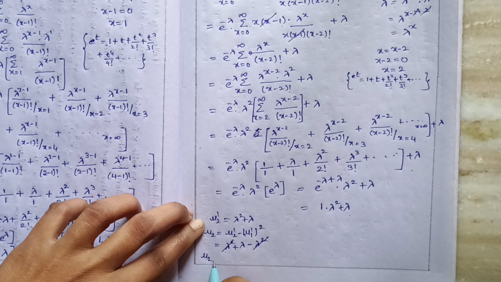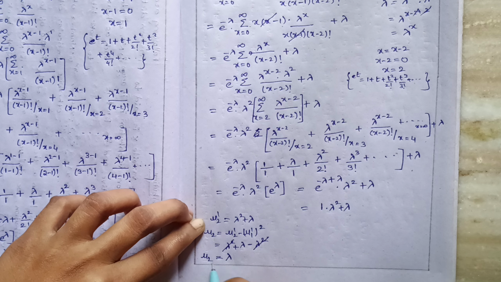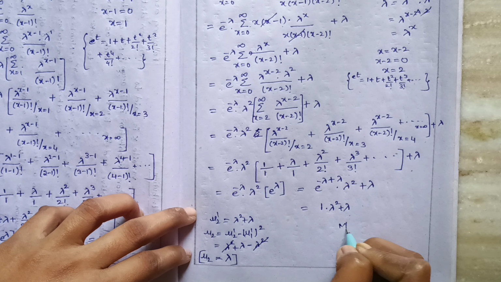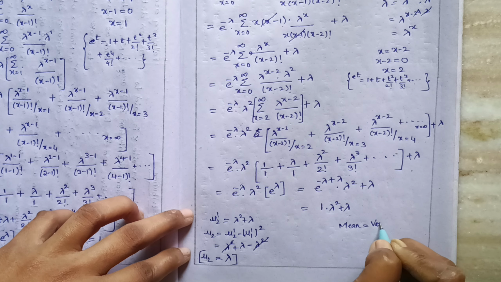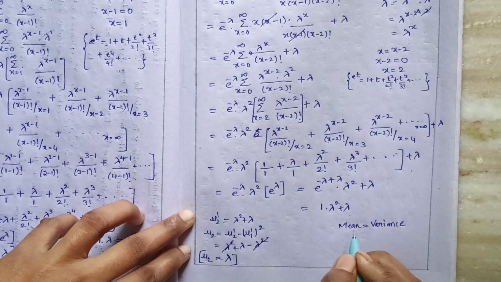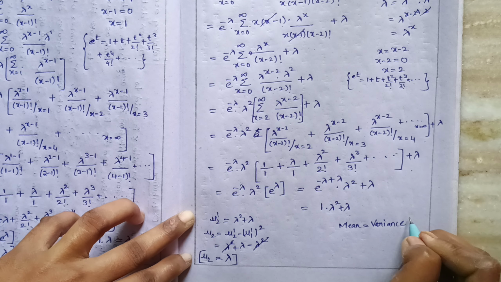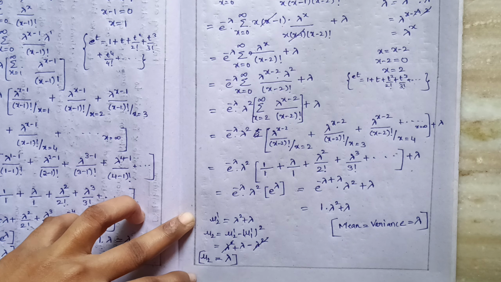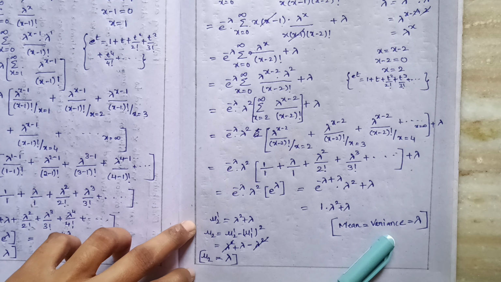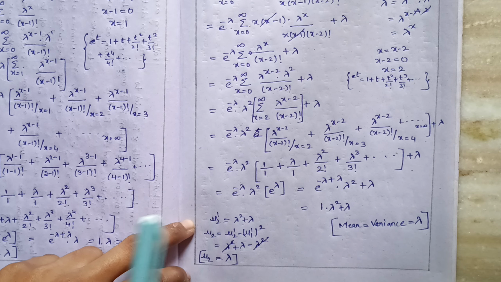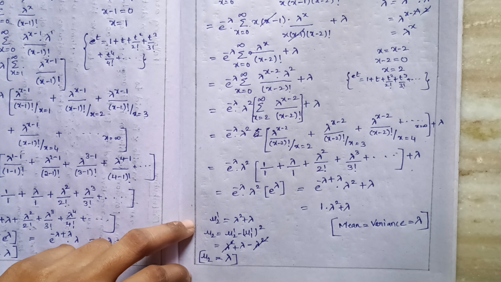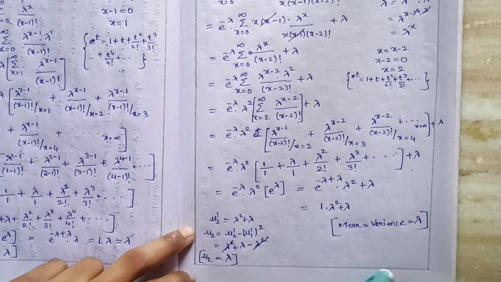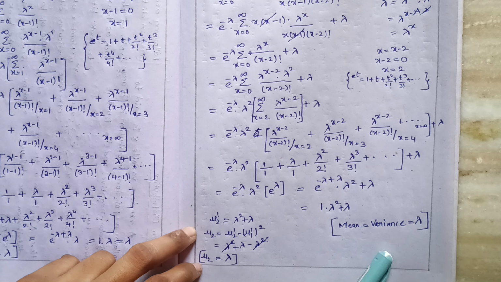We get mu2, the second central moment, the variance of Poisson distribution, as lambda. In Poisson distribution, mean is equal to variance. Therefore, mean and variance are the same in Poisson distribution, equal to lambda. Please remember this one. These are the important relationships between the mean and variance of a binomial distribution, and the relationship between mean and variance of Poisson distribution. In binomial distribution, variance is less than mean. But here in the Poisson distribution, mean is equal to variance.